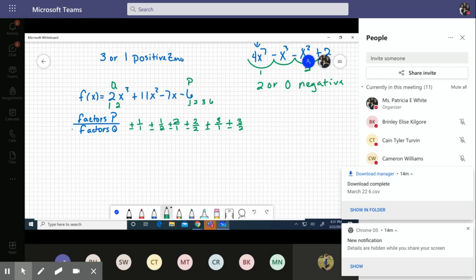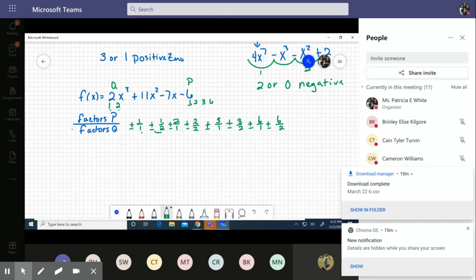So you use the first and last? I use P over Q. Everything on P's got to go over everything on Q. This is this one, this is this 2, this is this 1. Okay, yeah, I got that for you. 3 over 1, 3 over 2, plus or minus 6 over 1, plus or minus 6 over 2. Now some of these have doubled up.